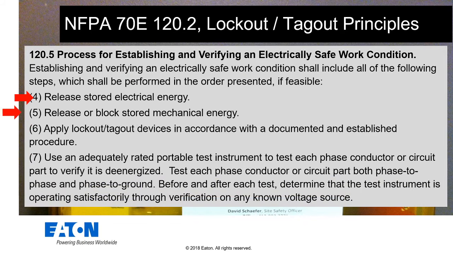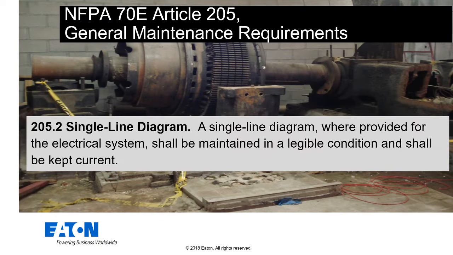It tells us that for, again, establishing and verifying an electrically safe work condition, I've got to release any blocked or stored mechanical energy. I've got to release any stored electrical energy, apply lockout tagout devices, and it says use adequately rated portable test equipment. So I can't apply lockout tagout devices if I don't know what I need to lock out and tag out. So the one-line diagram is critical throughout that whole process.